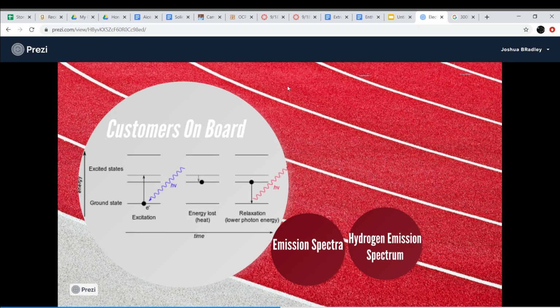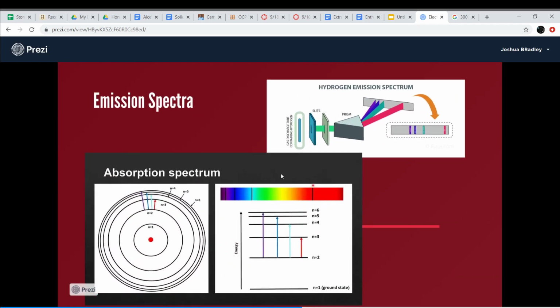Okay, and here's like the formal type of looking at it. The electron's in the ground state. Light comes in. That's what this one is. This is light coming in. It gets excited. So it goes to an excited state, and then it relaxes back down, okay? And that's when it releases that energy there, okay?